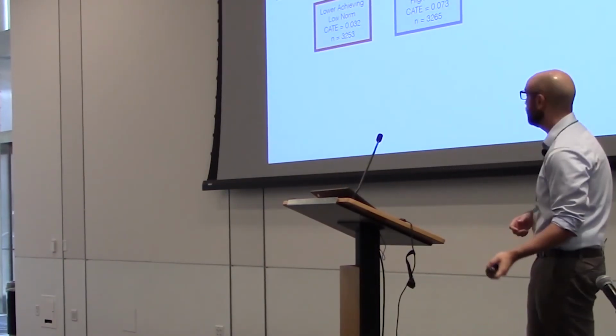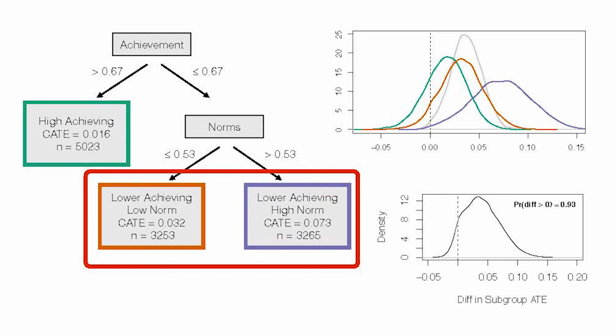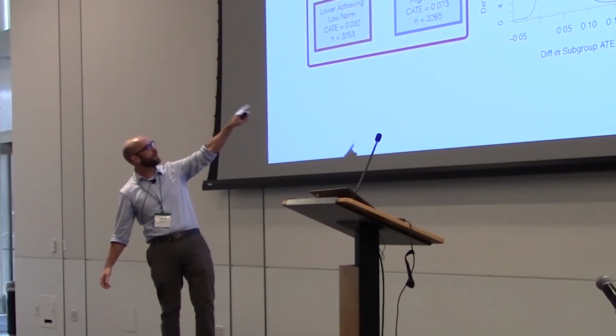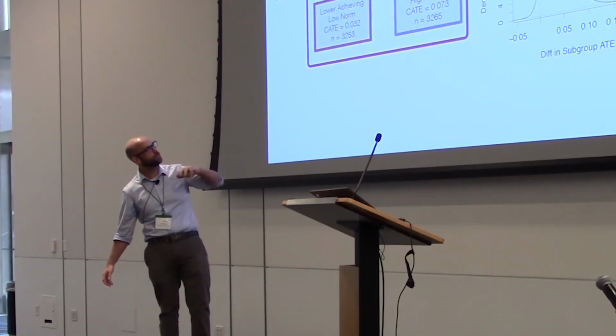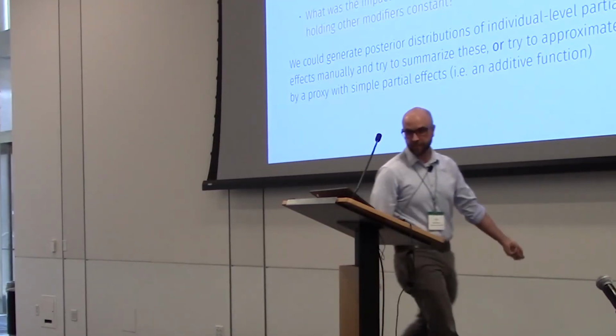Okay? So we can go on and ask other questions, like what is the posterior probability that the high norm schools have a higher conditional average treatment effect than the low norm schools? We can actually estimate the whole posterior distribution of that difference. We don't have to reduce it to a number. Some people like to see the numbers. If you want to see the number, it's there: the posterior probability that the average treatment effect in the lower achieving high norm schools is bigger than in the lower achieving low norm schools is about 0.93. Okay.